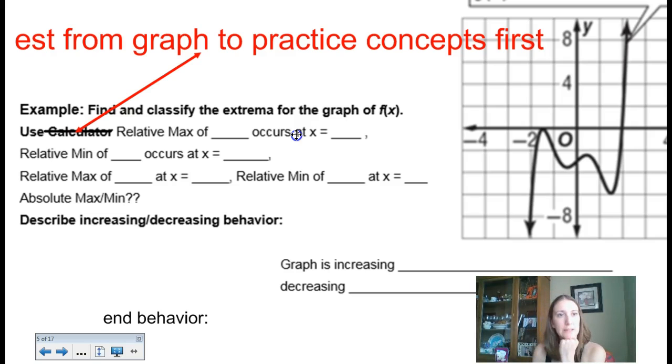All right, so here, we're going to be estimating from the graph on this first practice problem. I don't want you to use your calculator to get the exact values at the moment. If you don't mind, then I don't mind either.